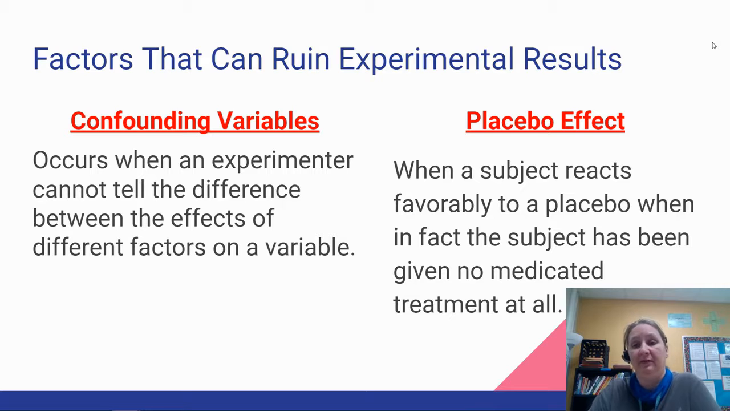A placebo effect occurs when the subject reacts favorably to the placebo when in fact they're not getting the medication at all. This happens quite often in medical experiments, and what it basically boils down to is your mind is a lot stronger than you think it is, and it sometimes gives you that reaction that you think you're getting better when in fact you're not.